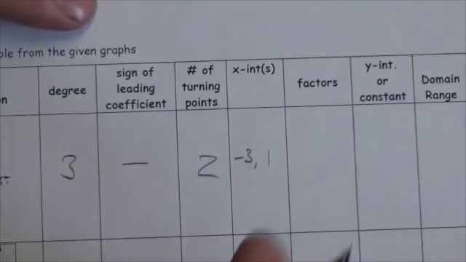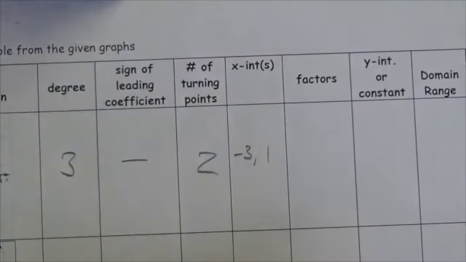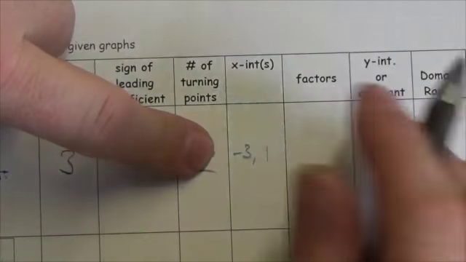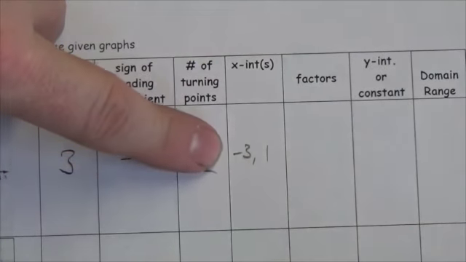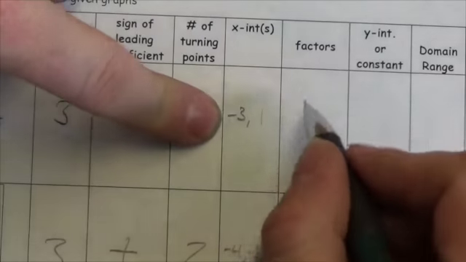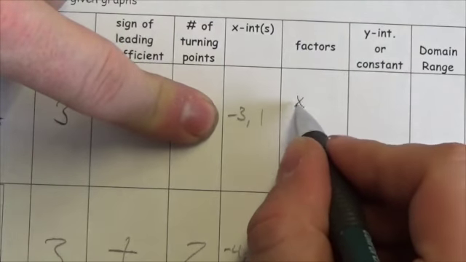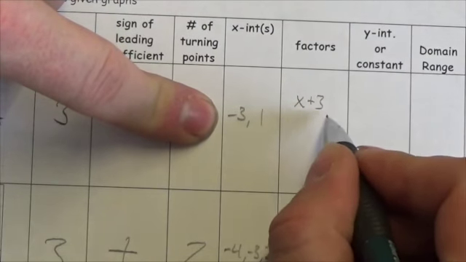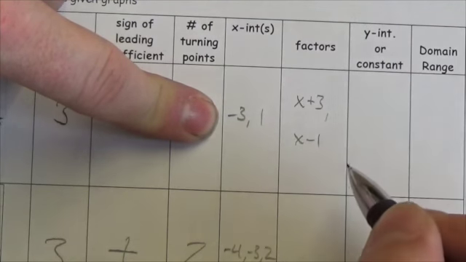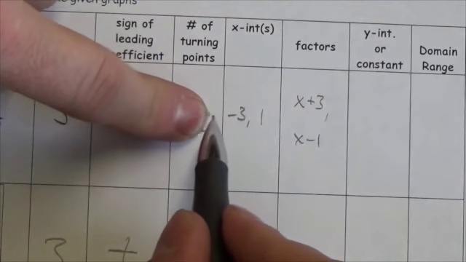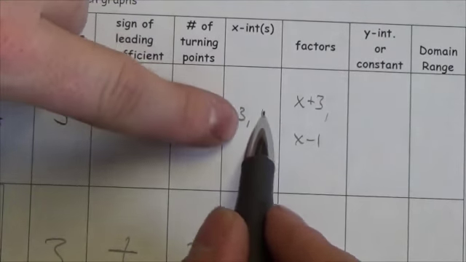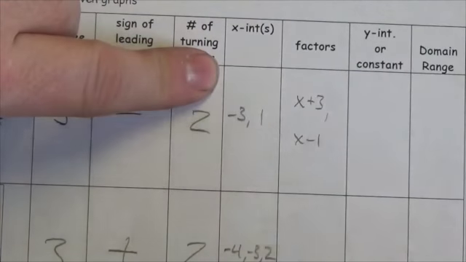Okay, what else? Factors. Oh, okay, factors. Okay, so here we go. That I don't even need to slide this thing over for. If my x-intercepts are -3 and 1, my factors will necessarily be x plus 3 and x minus 1. Okay, so x equals -3, bring the 3 over. X equals 1, bring the 1 over. There we go.